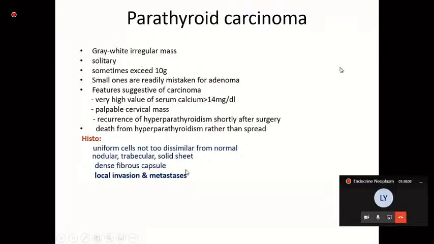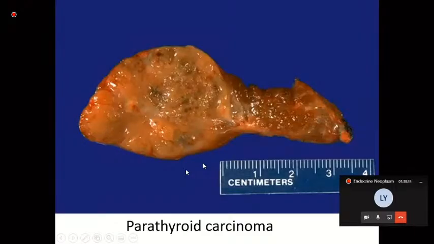For parathyroid carcinoma, how do we suspect it? If there is a very high level of calcium, more than 14 milligram, and also recurrent hyperparathyroidism after surgery. Histology is usually uniform, not dissimilar from normal nodule trabeculae, but the important thing is local invasion and metastasis.